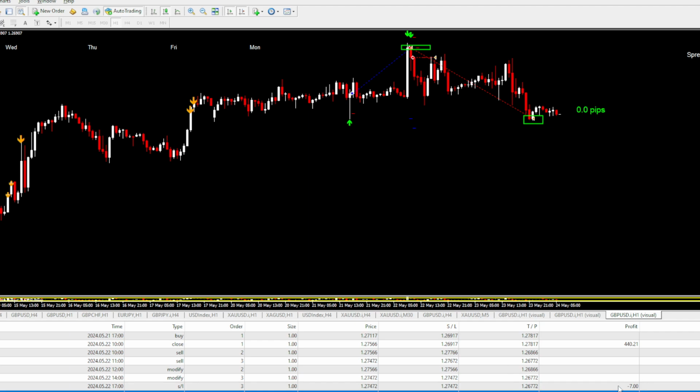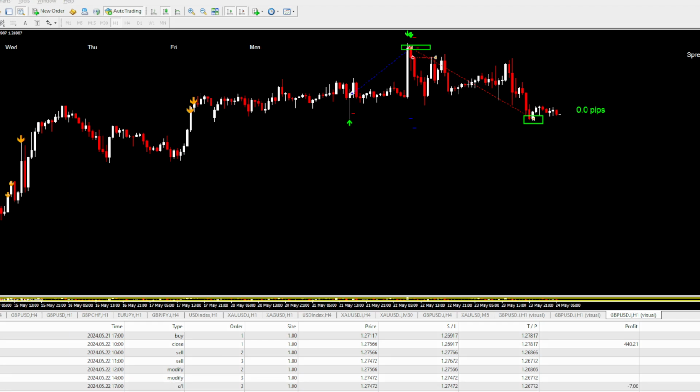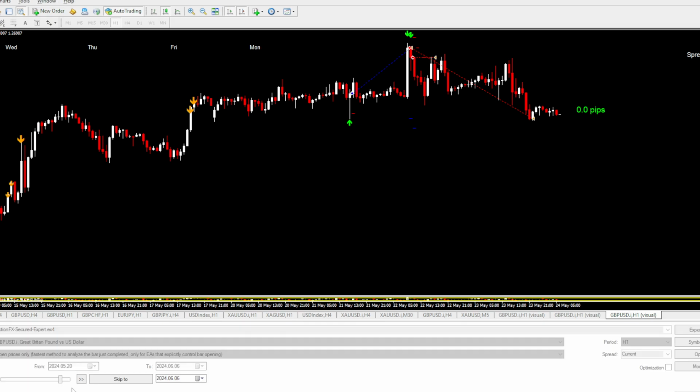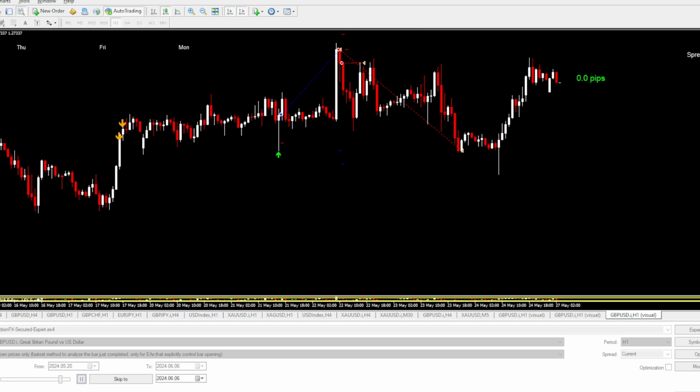And we have a small loss, $7. So we can see the small loss here. We sell and exit. So let's continue the trade. So we will see the result of the trade.